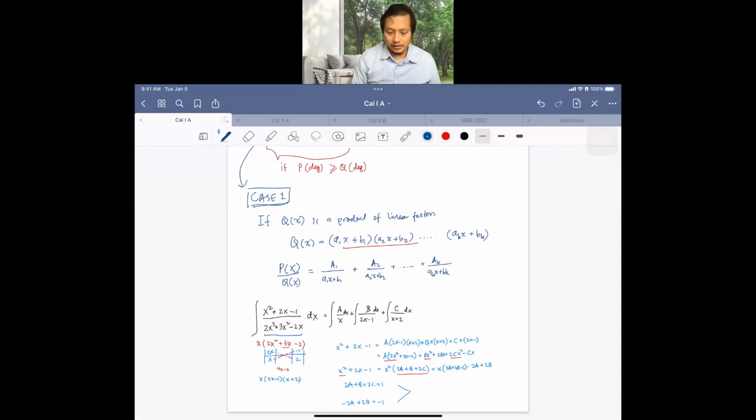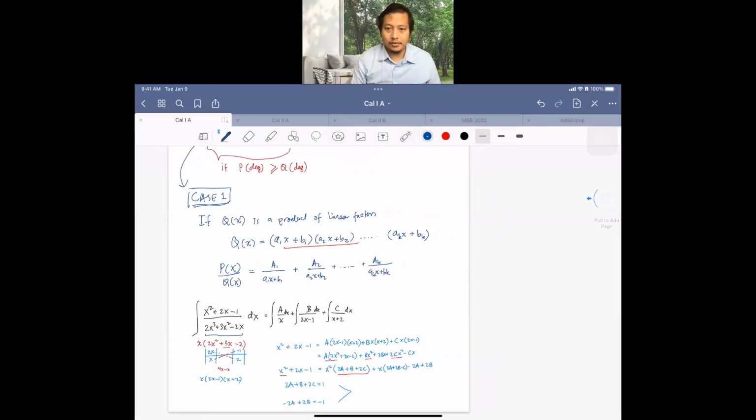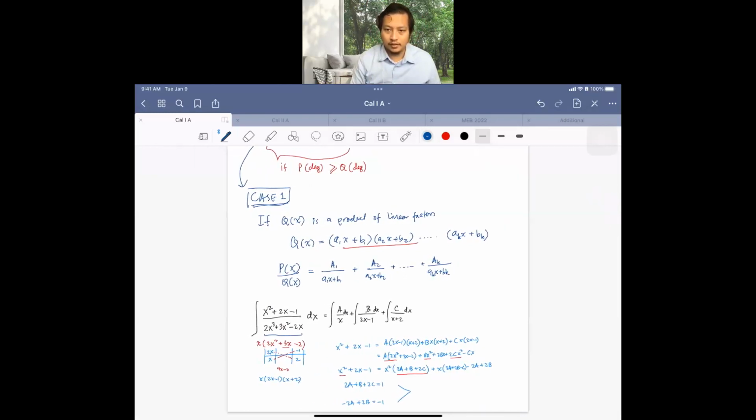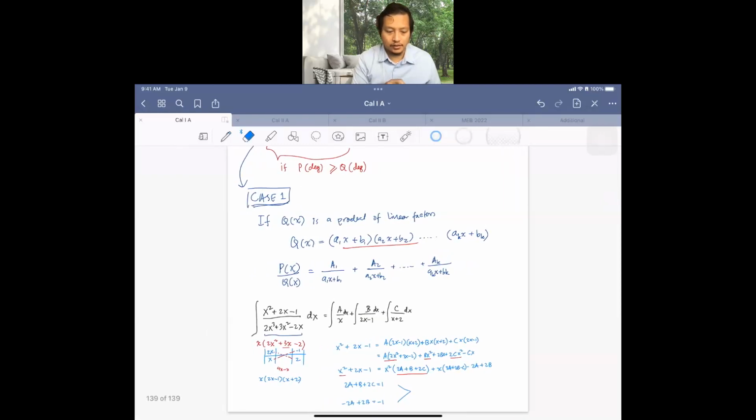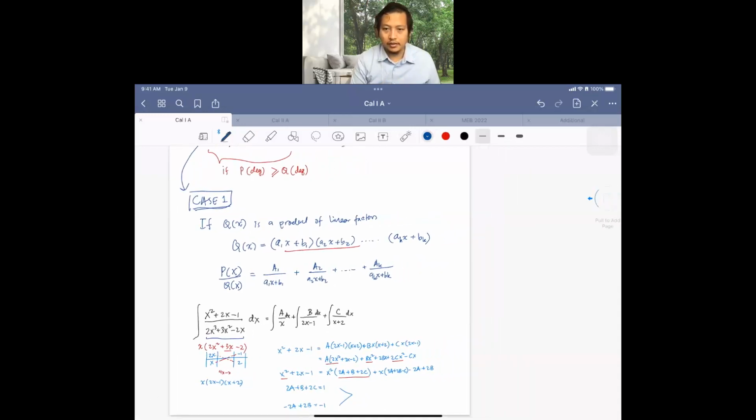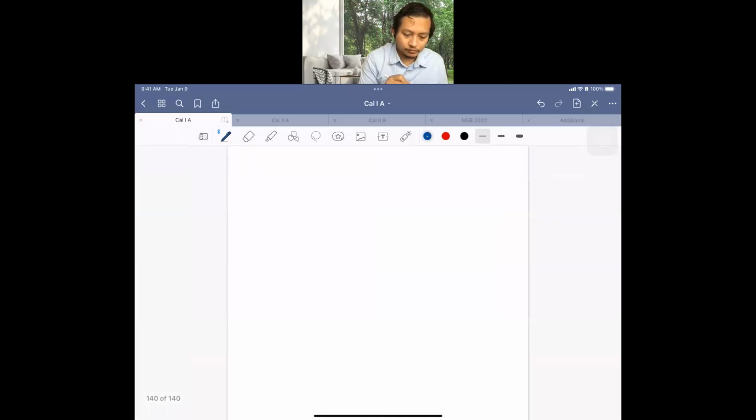Okay, next section. Let me move to the new section. I hope you have written at least what case one is. Okay, the case two. We call it case two: we have the repeated linear factors.